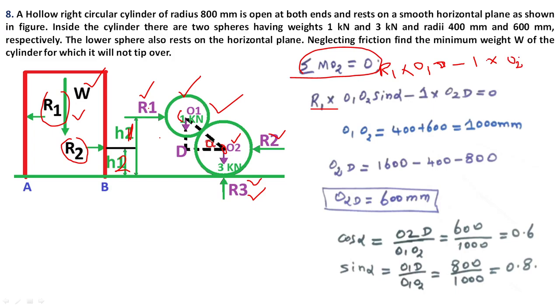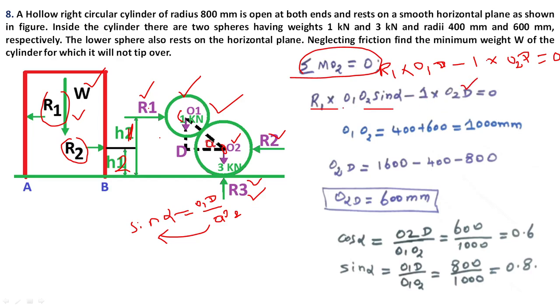Okay, O2D is equal to 0. This is the equation. Here R1, so O1D means O1 O2 sin alpha. Sin alpha is opposite over hypotenuse: the opposite side is O1D, and the hypotenuse is O1 O2. So O1D is O1 O2 sin alpha, minus 1 into O2D.